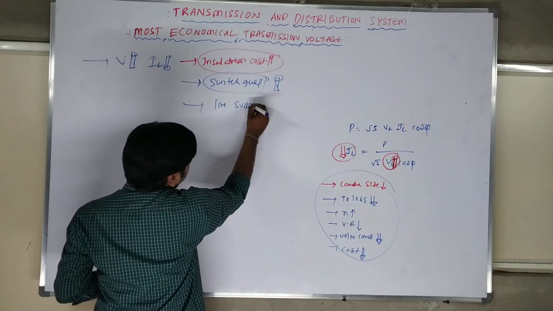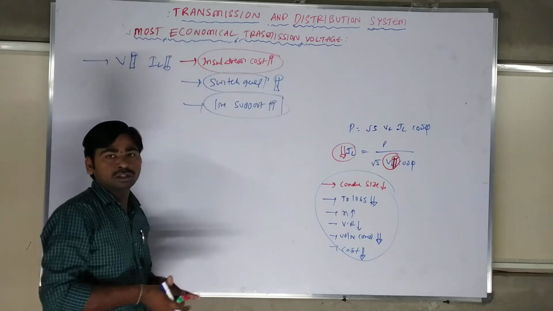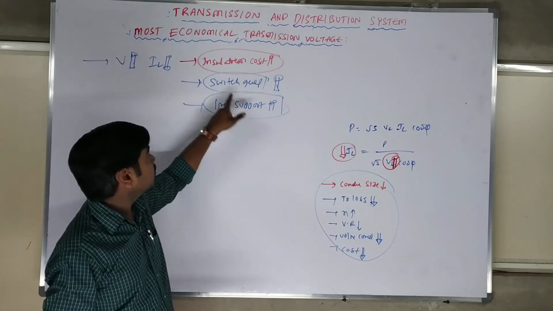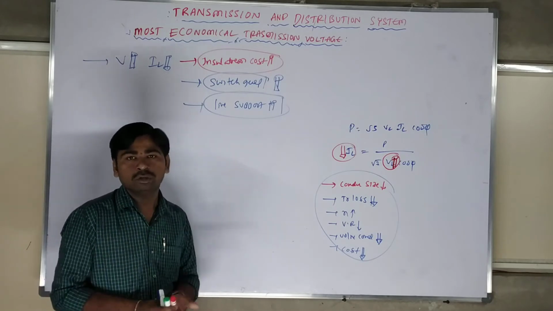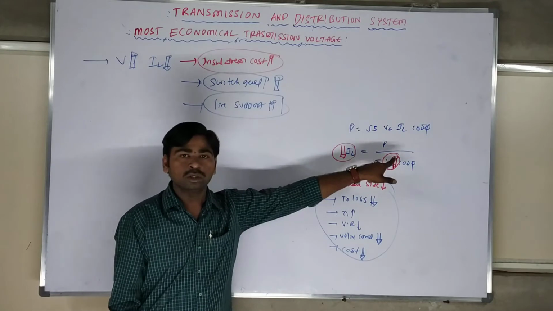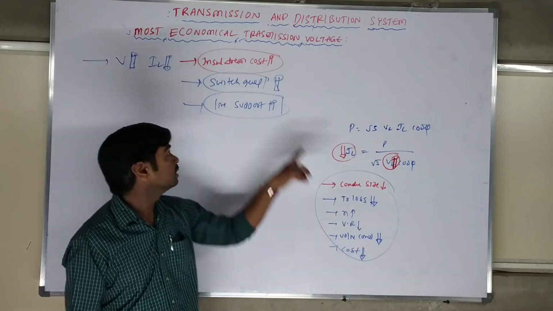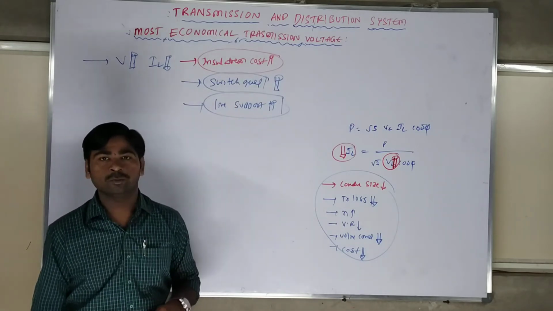Line support cost also increases. Because the insulation increases, the wire weight also increases automatically. Line supports, switchgears, insulations, all so many equipment costs are going to increase. It means you need to increase the voltage only up to the mark. If you keep on increasing the voltage, these parameters will come into the picture. This depends upon your cost.